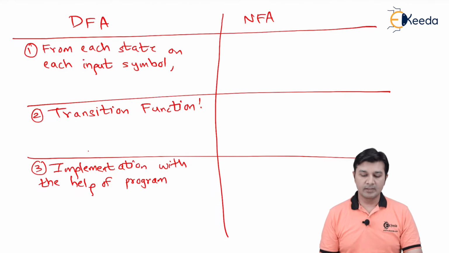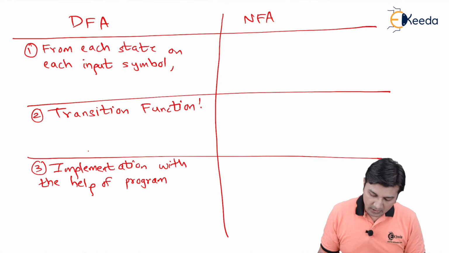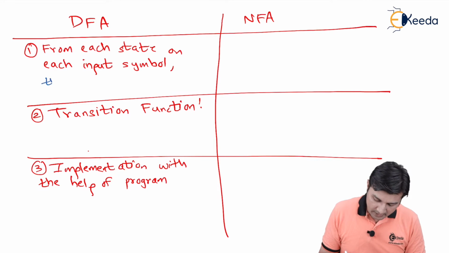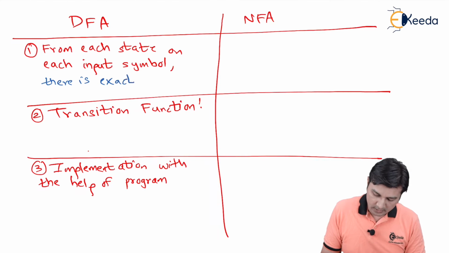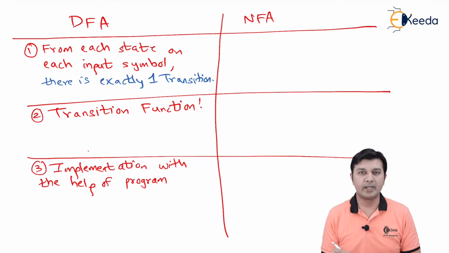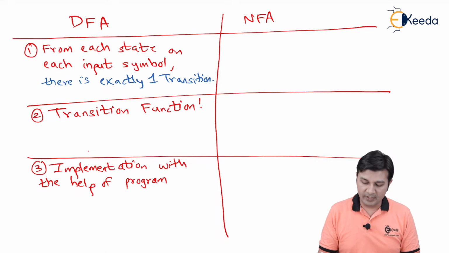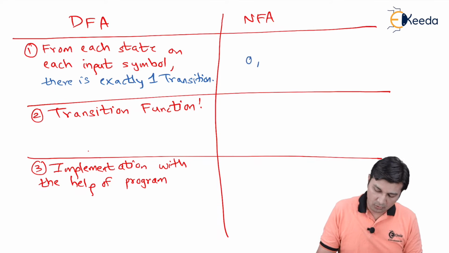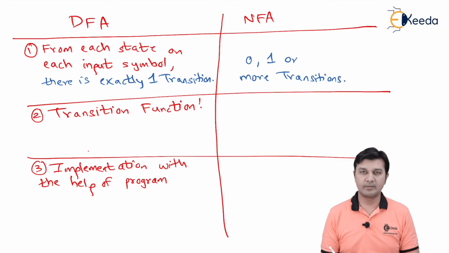So here I say, from each state on each input symbol, there is exactly one transition in case of my deterministic finite automata. Whereas in NFA, there can be 0, 1 or more transitions in case of my non-deterministic finite automata.